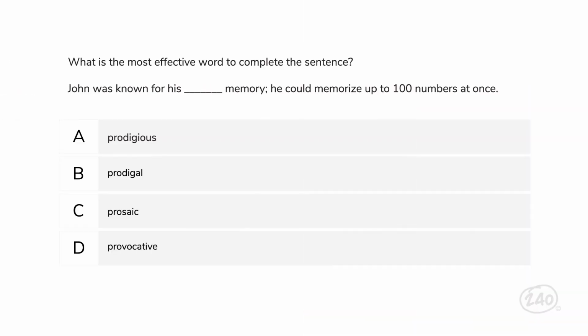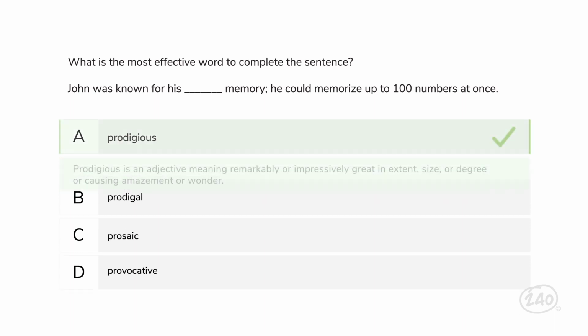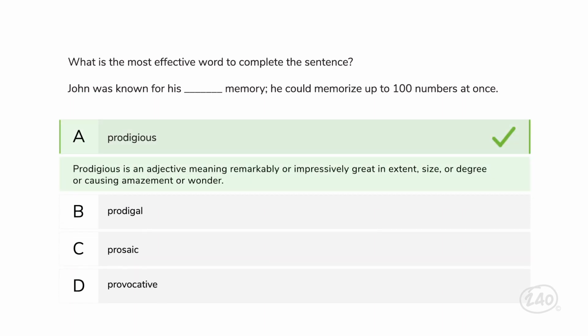Let's look at one from the vocabulary section. What's the most effective word or phrase to complete the sentence? John was known for his prodigious, prodigal, prosaic, or provocative memory. He could memorize up to 100 numbers at once. Well, the correct choice here is prodigious, which is an adjective meaning remarkably or impressively great in extent, size, or degree, or causing amazement or wonder.